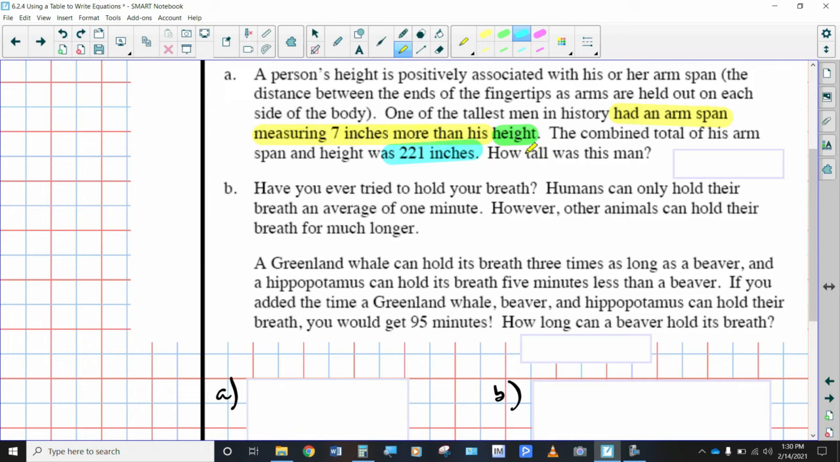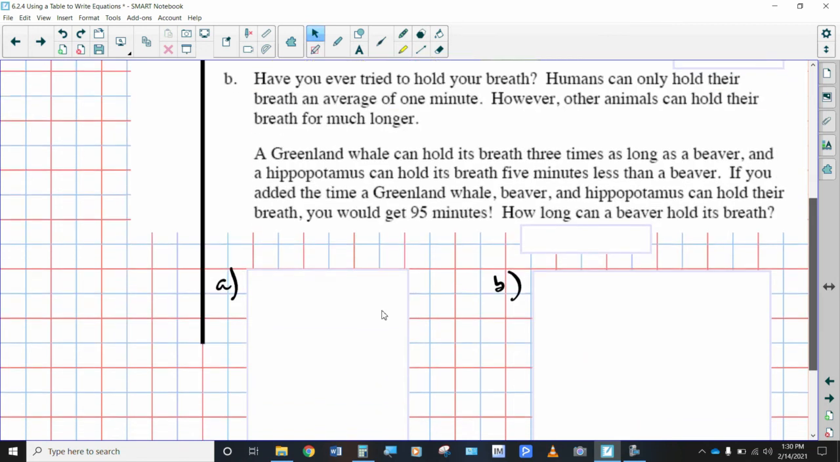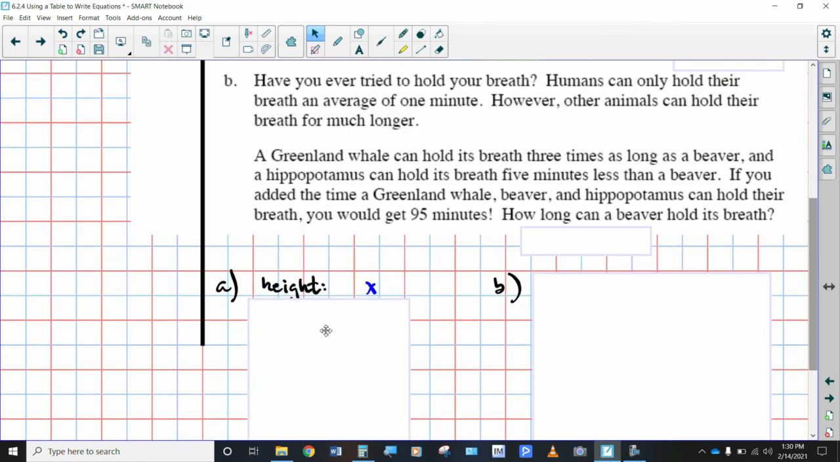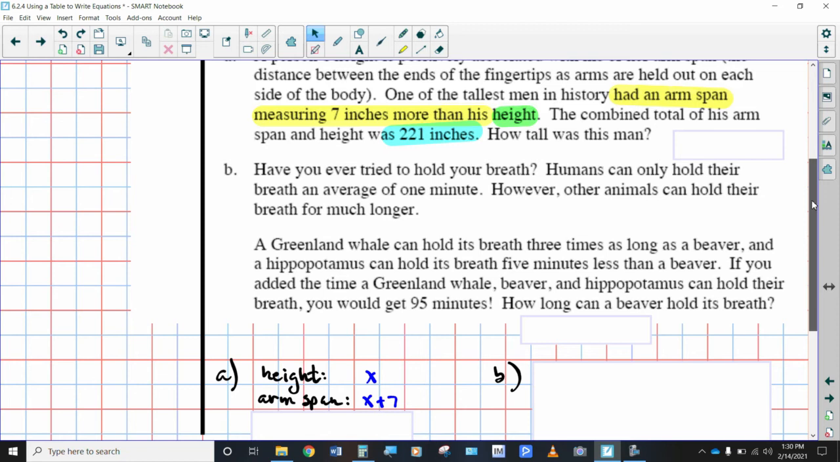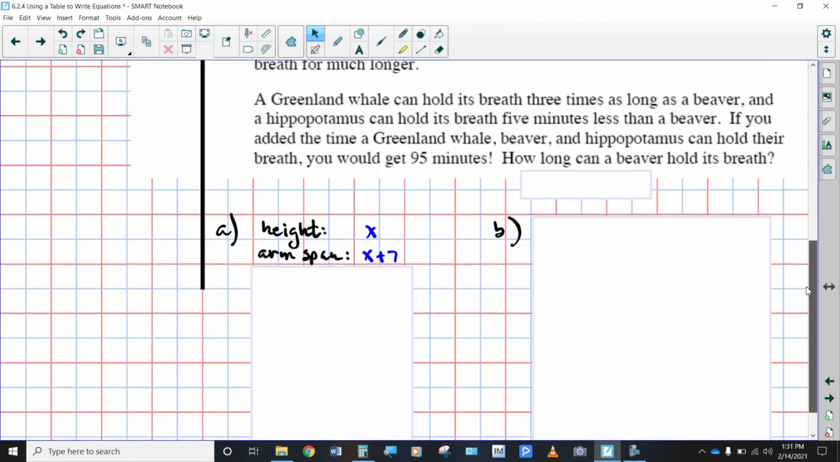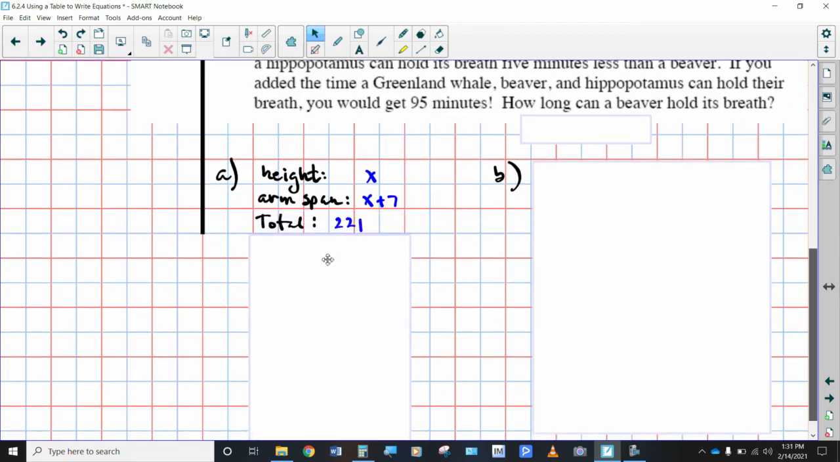So as we're going through and figuring this out, what do we notice? We've got a height, which would be X in this case, because the arm span was being compared to the height, and it said that the arm span was 7 inches more than the height. So that would have to be X plus 7. And the combined total, when you add the two together, is 221. So if we add height plus the arm span, you get 221.